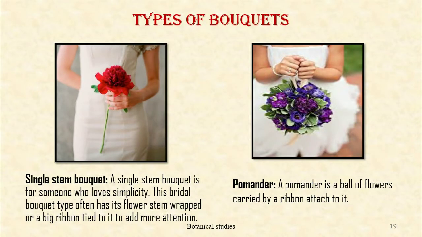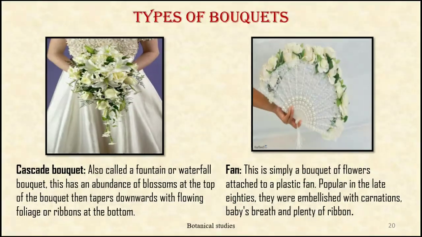Single stem bouquet. A single stem bouquet is for someone who loves simplicity. This bridal bouquet type often has its flower stem wrapped or a big ribbon tied to it to add more attention. Pomander. A pomander is a ball of flowers carried by a ribbon attached to it.